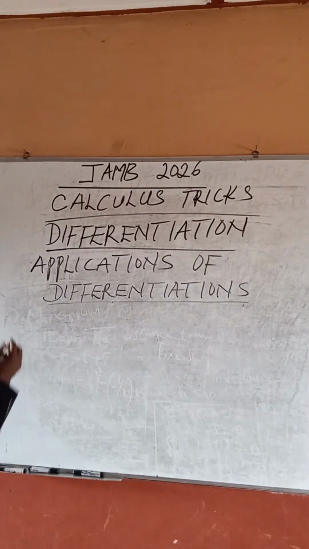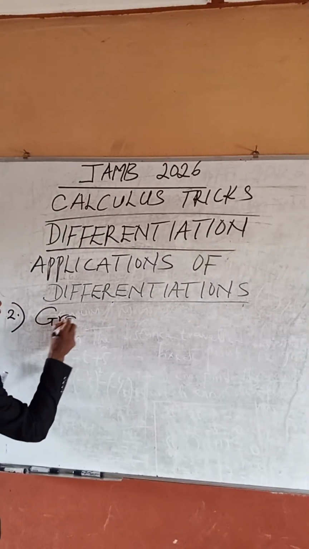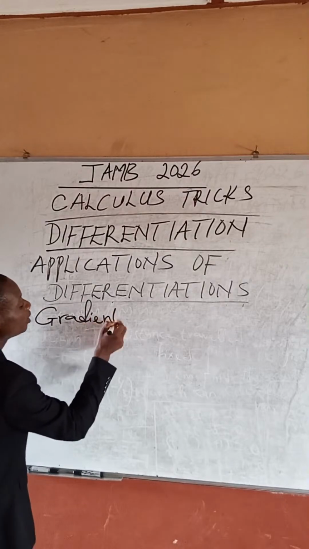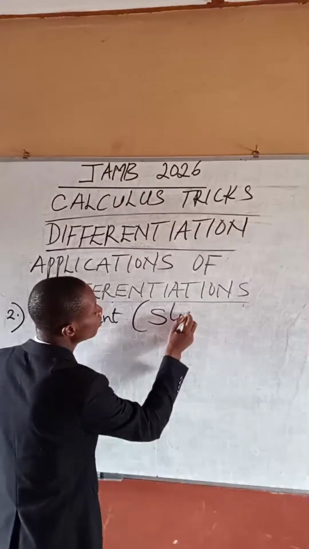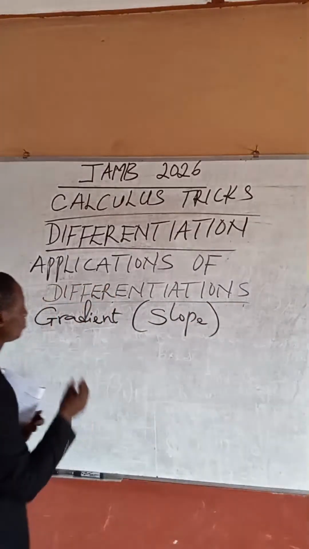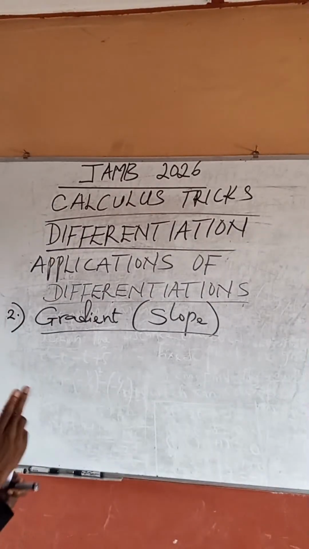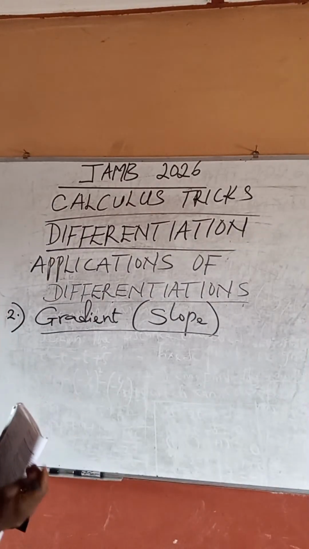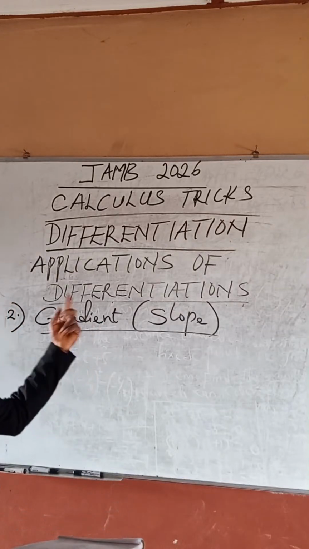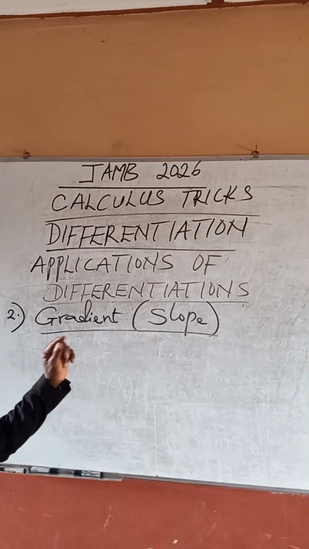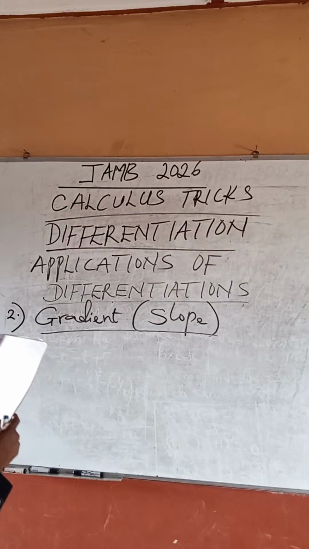Then the second one, which is number 2, is known as gradient. I'm sure you have heard this a couple of times. Gradient, or what you call slope. Yes, JAMB and gradient are very tight, as in they are bosom friends. If you don't see gradients, you will see minimum or maximum points, or you will see other applications. You can see the way they did it. All right, so that you need to understand.